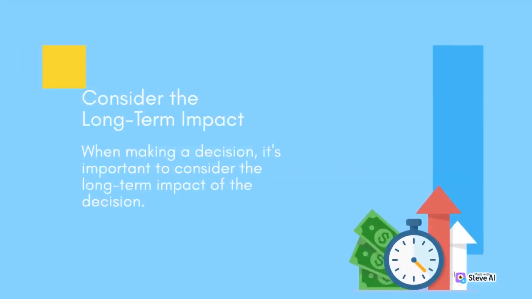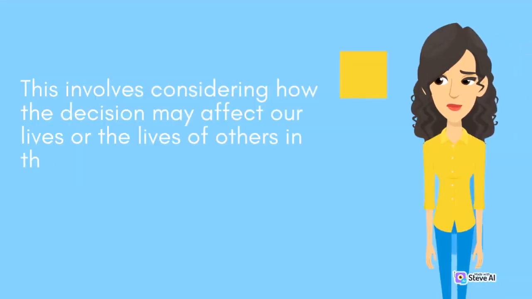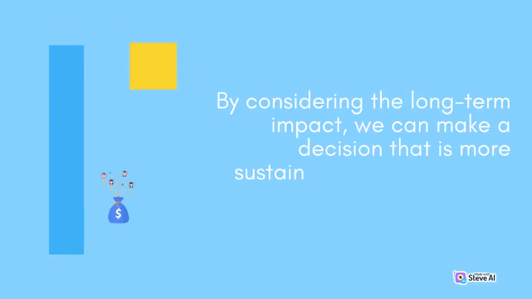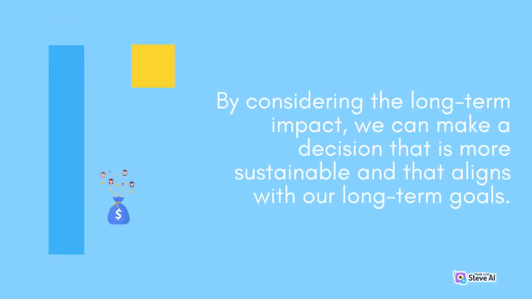Consider the long-term impact. When making a decision, it's important to consider the long-term impact of the decision. This involves considering how the decision may affect our lives or the lives of others in the future, and weighing the potential benefits and drawbacks. By considering the long-term impact, we can make a decision that is more sustainable and that aligns with our long-term goals.